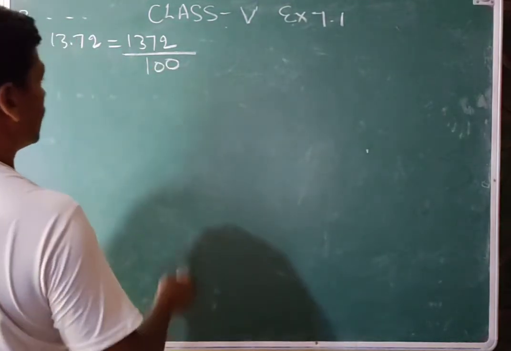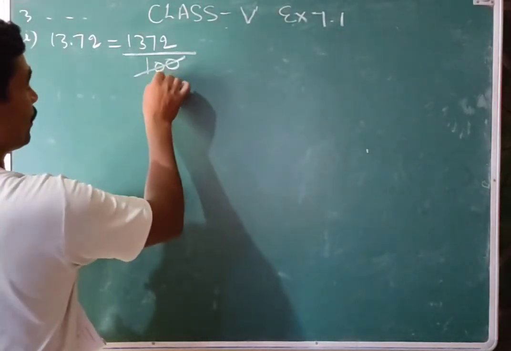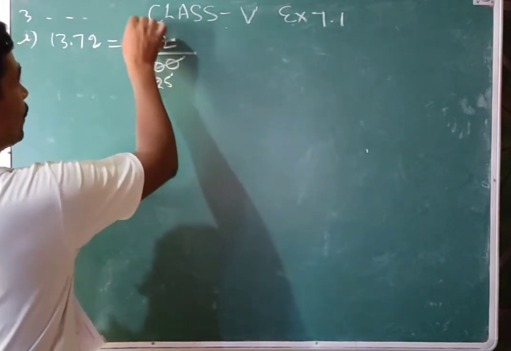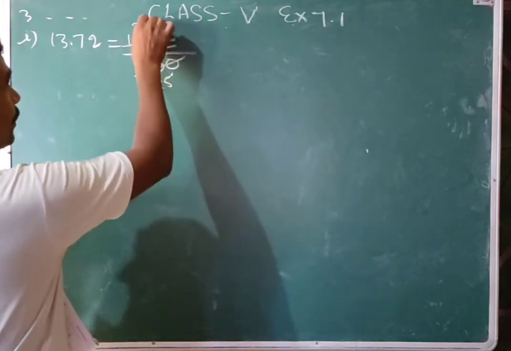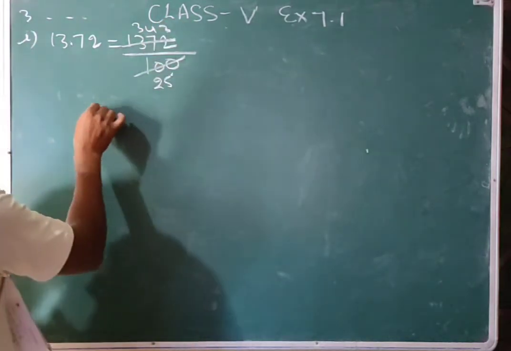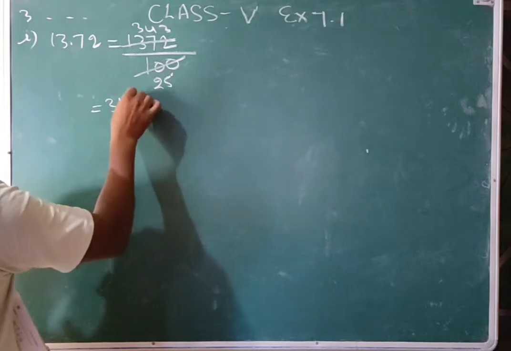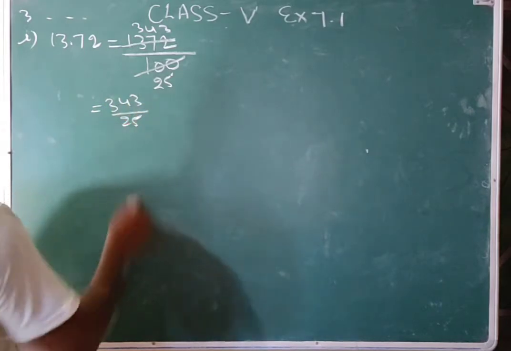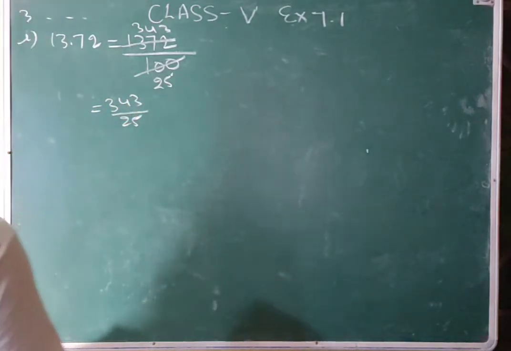This can be cancelled also by 4. 4 25s are 100, and then 4 3s are 12, then 17, 4 4s are 16, then 4 3s are 12. So that is 343 upon 25. And then you can write it in mixed fraction also.